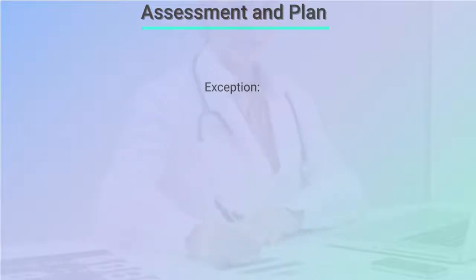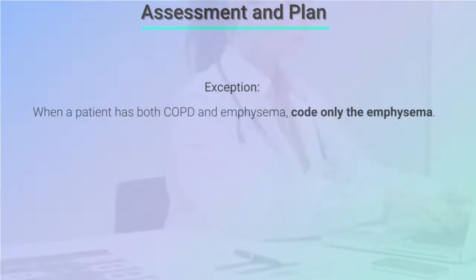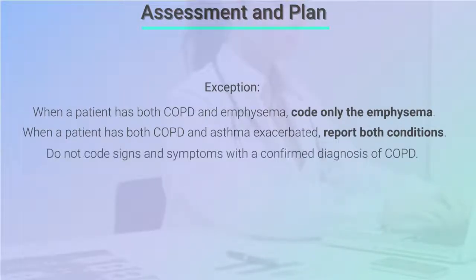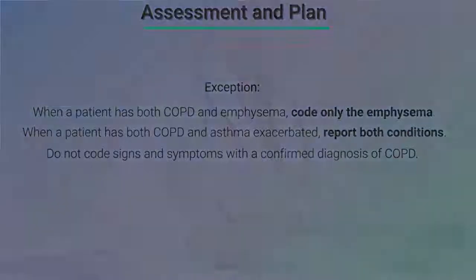Exception: there are a few exceptions when it comes to the coding of chronic obstructive pulmonary disease. For conditions where a person has both COPD and emphysema, only emphysema should be coded, but when a person has COPD along with exacerbated asthma, both the conditions should be reported. And lastly, when a diagnosis of COPD has been confirmed, the signs and symptoms should not be coded.